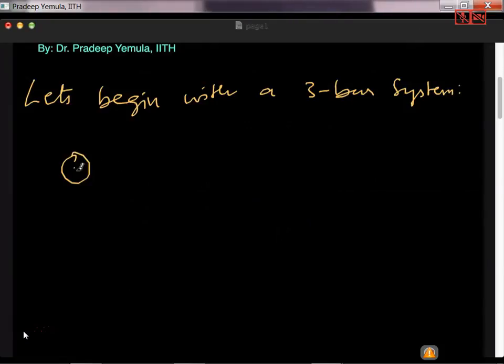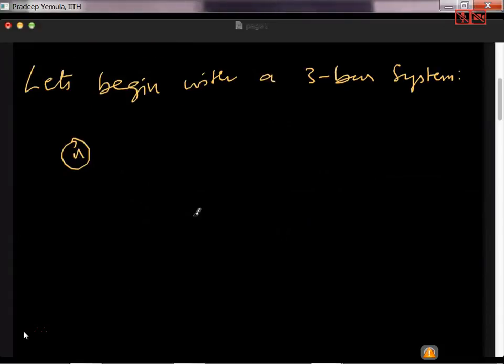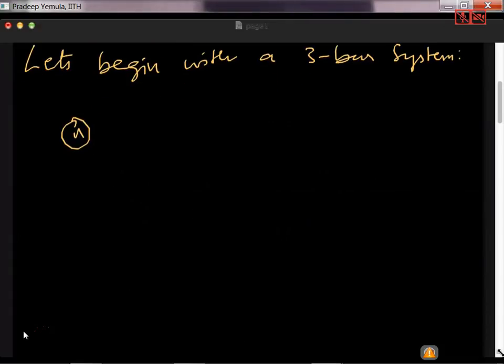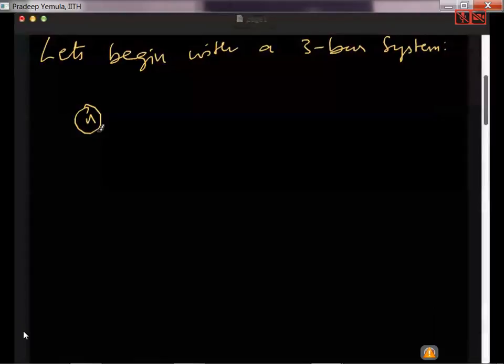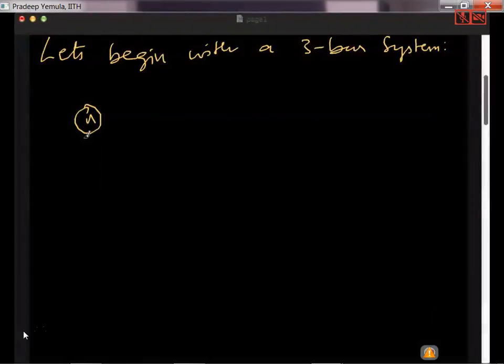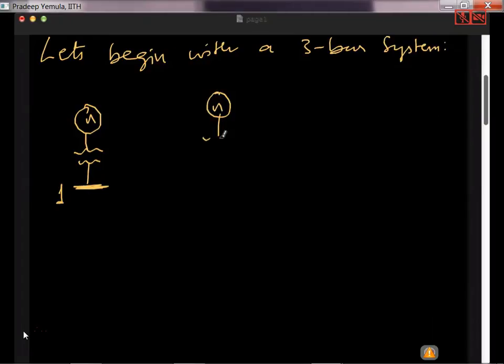There is a generator, and the generator is having a transformer here and the transformer is connected to a bus. So this is bus number 1. Then there is another generator and it also has a transformer and the transformer is connected to bus number 2.